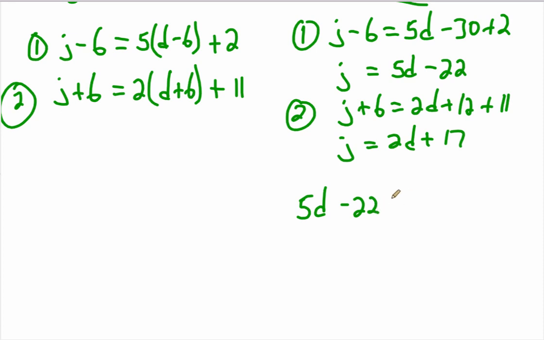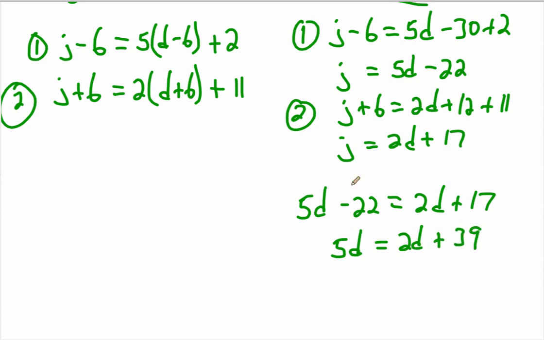So both of these j's, well, j is equal to j, so that means this stuff, 5d minus 22 must be equal to 2d plus 17. So if I add 22 to both sides, I'll get 5d equals 39. And if I whoops, just kidding. All right, let's try that again. If I add 22 to both sides, I'm going to get 5d equals 2d plus 39. Now I'm going to subtract 2d from both sides, and we're going to get 3d equals 39. Those are compatible. That's great. If I divide both sides by 3, I get d equals 13.